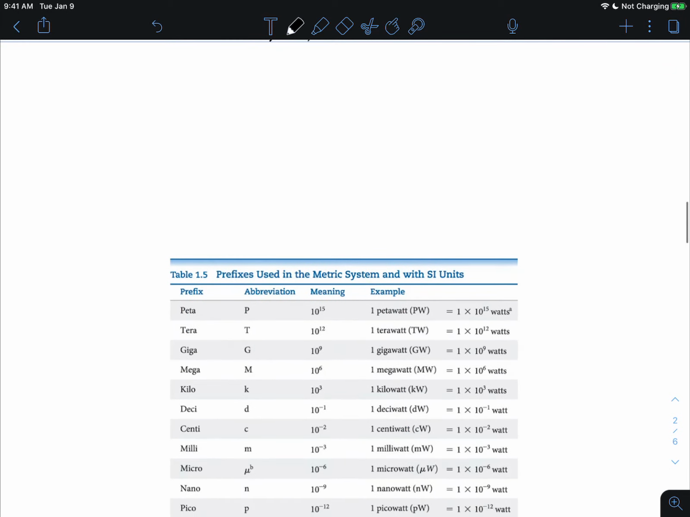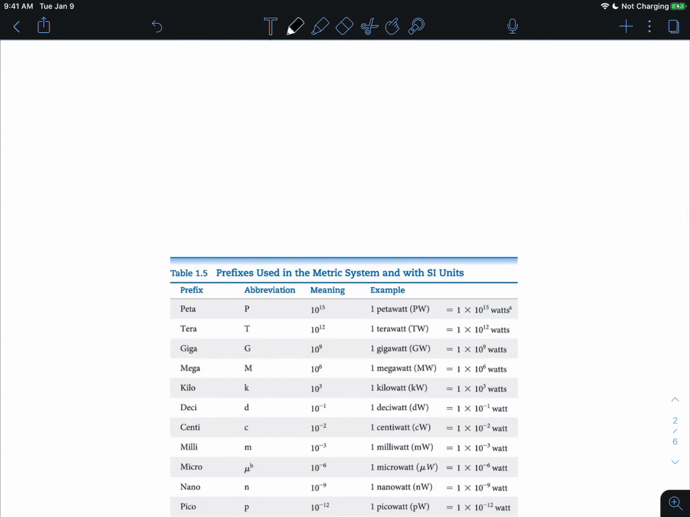When we're talking about macroscopic quantities, generally we don't need to use a prefix to describe those. But when we're talking about microscopic quantities or atomic quantities units, then we usually will have to use some sort of multiplier in order to express them in a number that's not full of zeros.